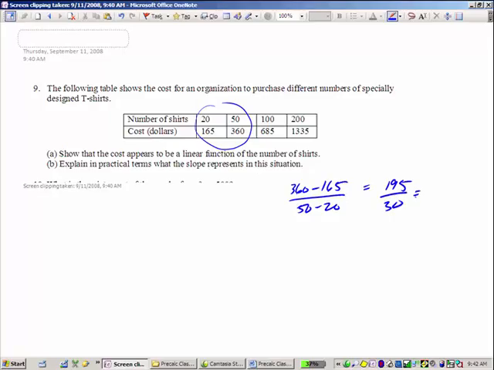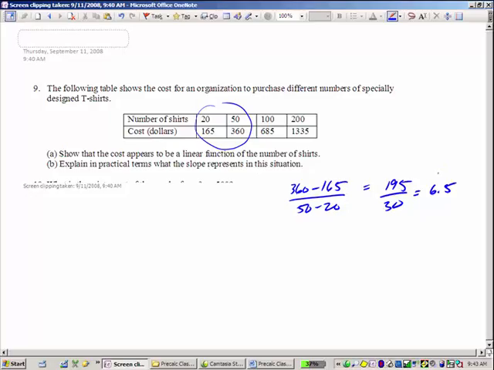What did you get? 6 point something. 6.5. What is that number, what are the units on that, and what does it mean in the real world? Evan? $6.5. Yep, $6.50 a shirt. And how do we know? Y is cost in dollars, and this is shirts. So I get $6.50 over 1, or $6.50 per shirt.